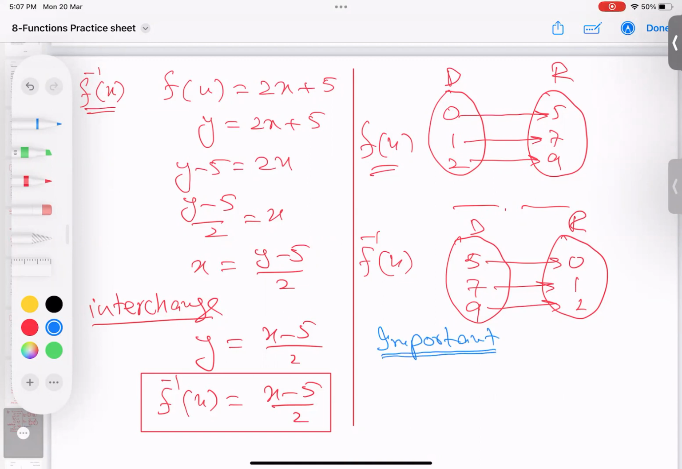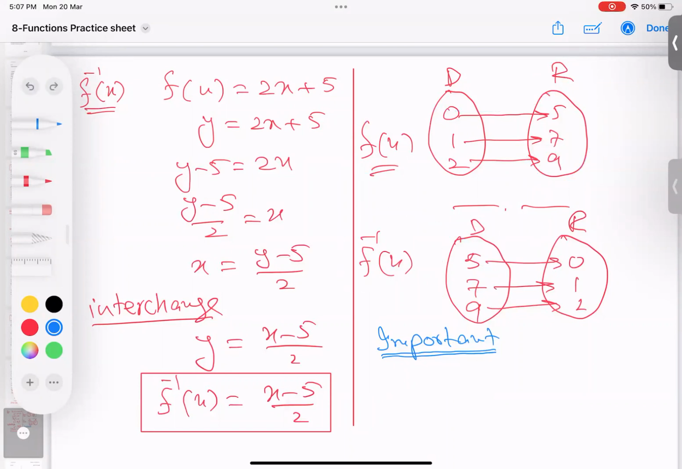Or I give chance to take screenshot, no problem. It's very important, the whole topic depends upon this, so get ready. Range of function, look, this is the range of the function. Can you see? Correct. And can I say that range of function and domain of function exactly match? See, 5 same, 7 same, 9 same. So I can say that range of function is equal to domain of inverse function.